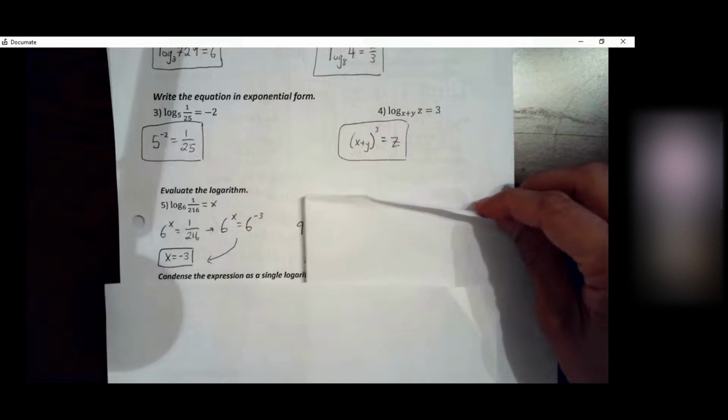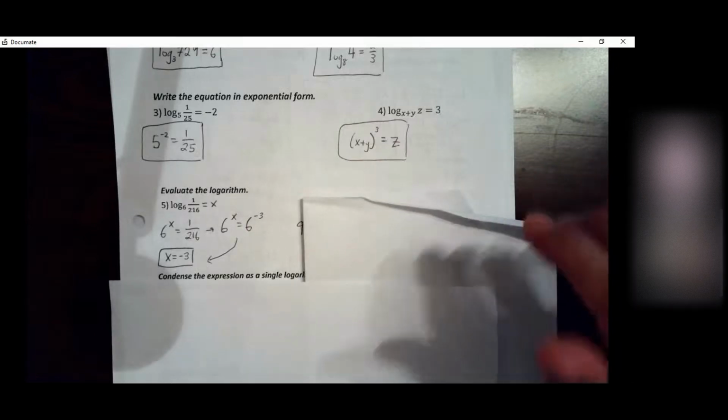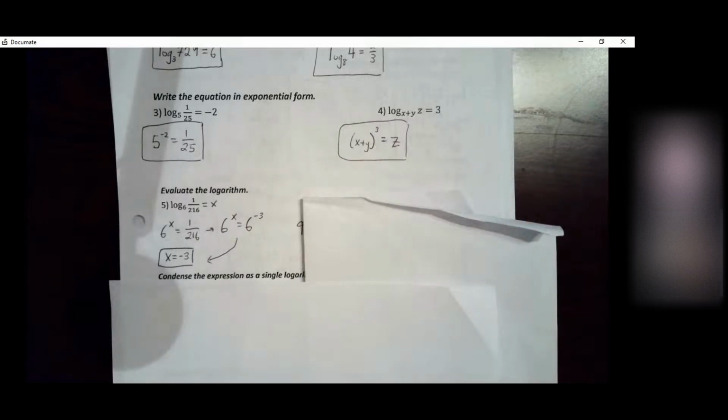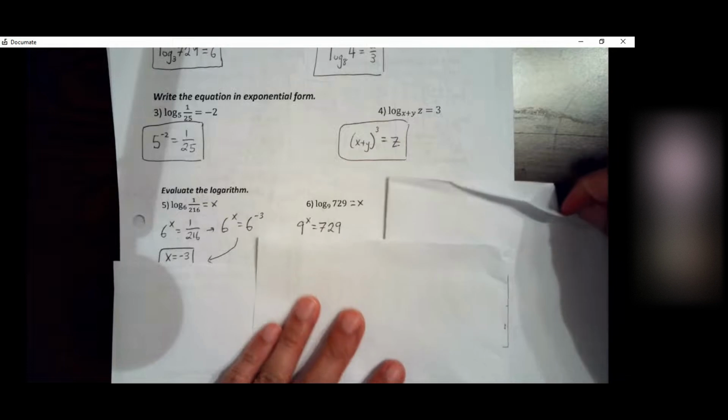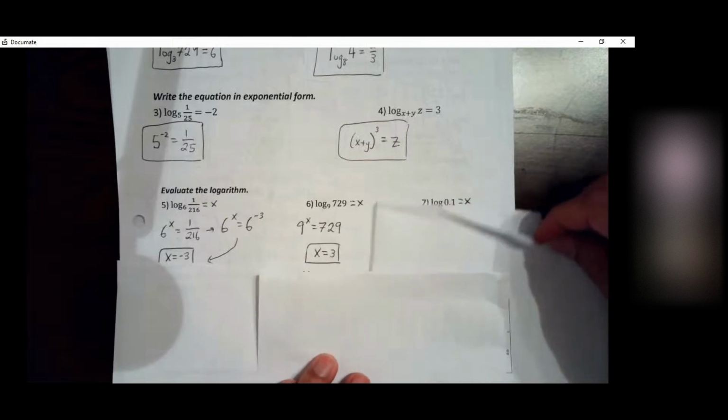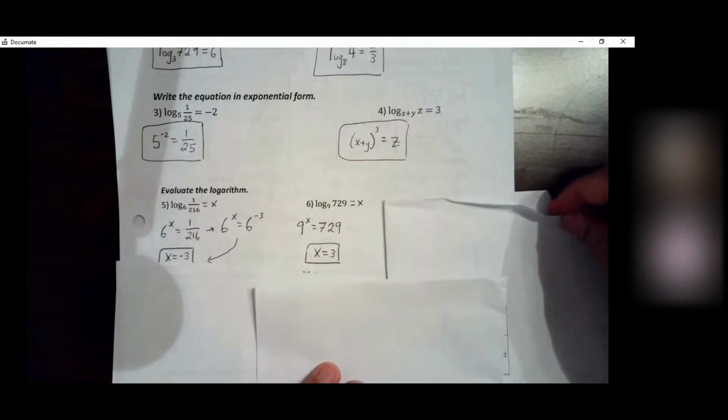Okay, and then this one, the 729 can go 9 to the third, so that would equal, our x equals 3.